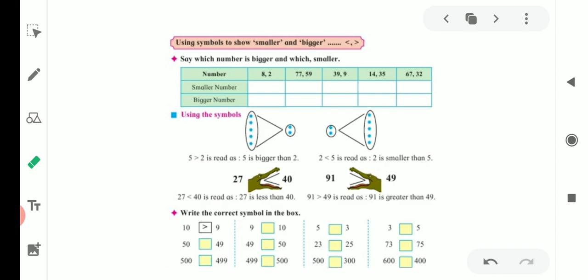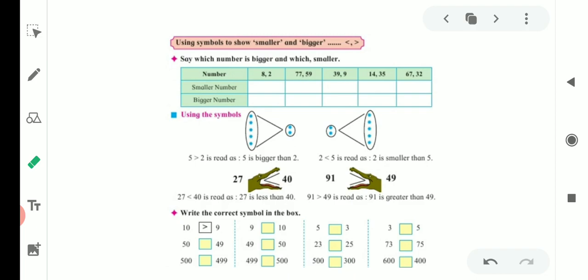We will say it. 8 and 2. Two numbers are given. You all know that 2 is smaller than 8. So write 2 in the smaller number column over here. Next, in the bigger number column you have to write 8 because 8 is bigger than 2. So write 8 over here in this table. Got it?